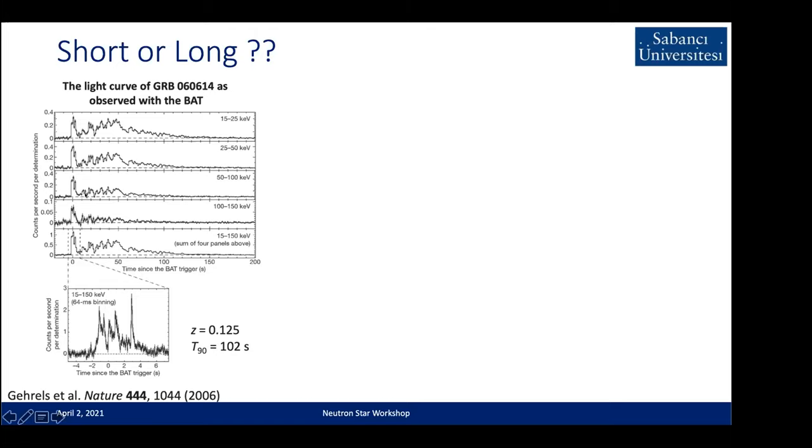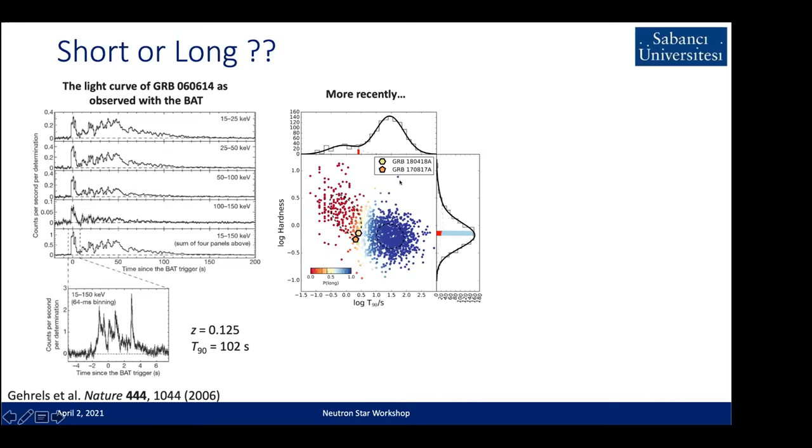Also, we did some simulation of how this would have been observed with BAT, and we saw that the faint tail emission, this extended emission, wasn't observed. So BAT would have classified this as a short event. So there are cases like this. And recently we have two more cases where, not just from the duration but from the overall properties like afterglow and hardness, when we compare, it's not really matching short GRBs, or it's somewhere between short GRBs and long GRBs.